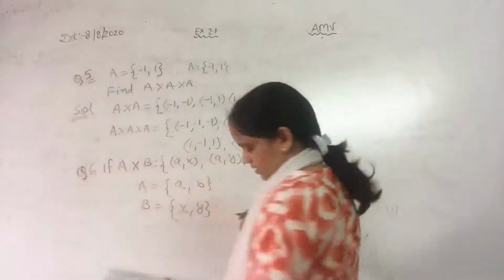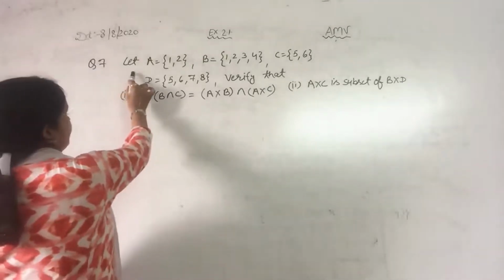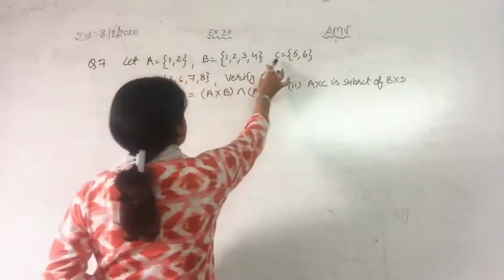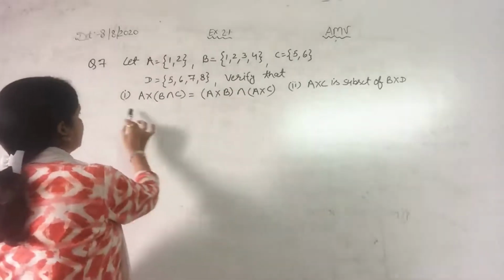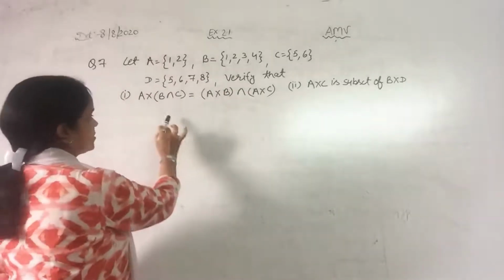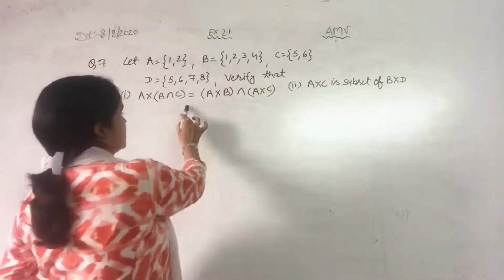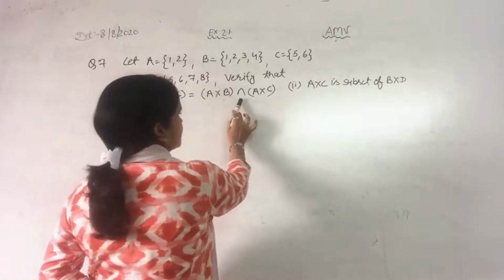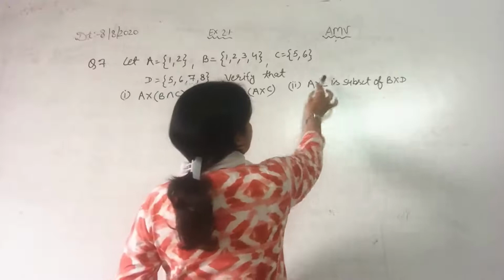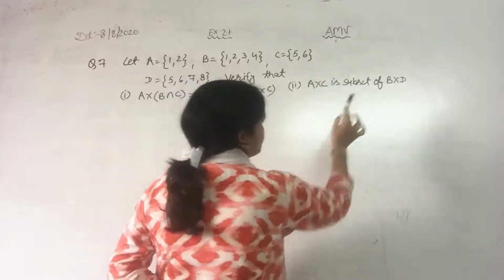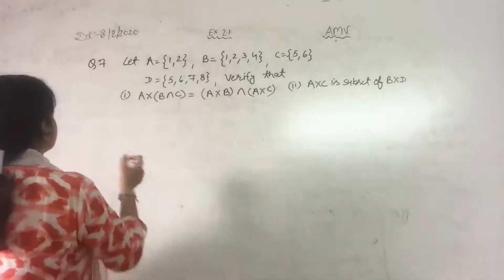Now move ahead. Let's start question number 7. The question is, let set A, set B, set C and set D be given. Verify that first, Cartesian product of A and (B intersection C) is equal to Cartesian product AB intersection Cartesian product AC. And second, Cartesian product AC is a subset of Cartesian product BD. So let's start the solution.